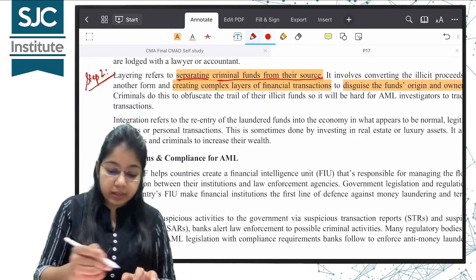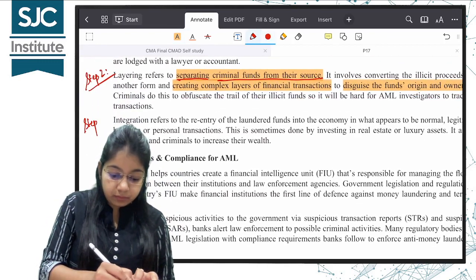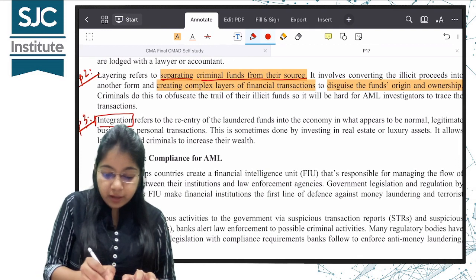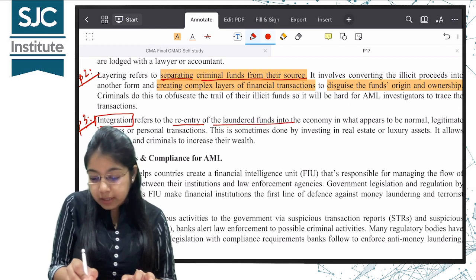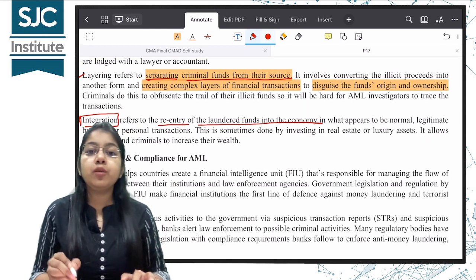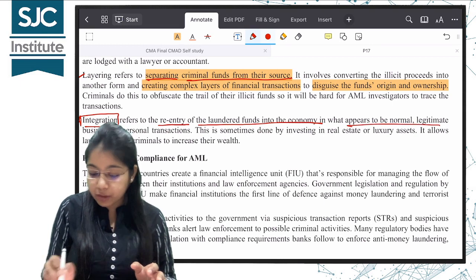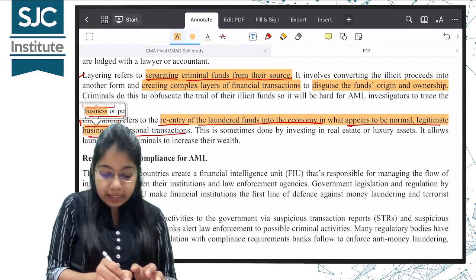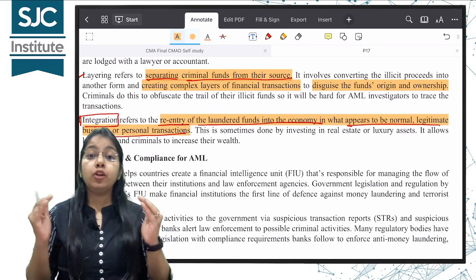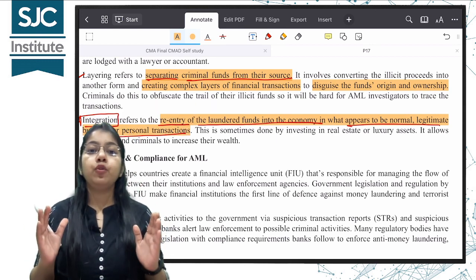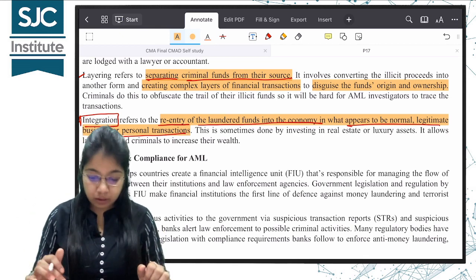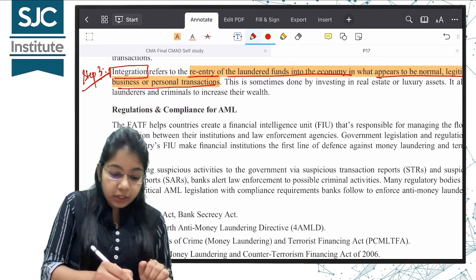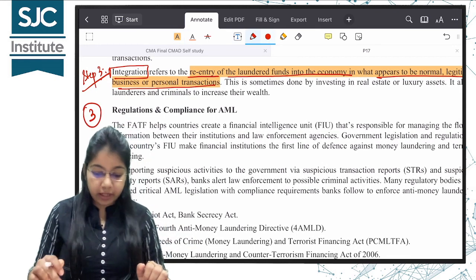And the step number 3 is integration. Integration refers to the re-entry of the laundered funds into the economy in what appears to be normal and legitimate business or personal transactions. So bringing that fund back into business, into the economy, so that it appears to be through a legitimate transaction. Okay, clear? Now topic number 3 is regulations and compliances for AML.